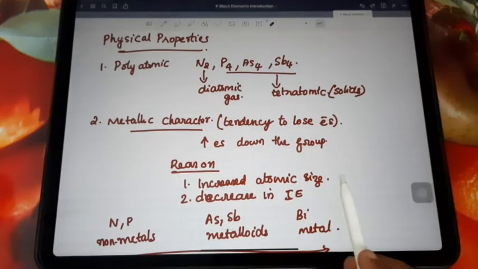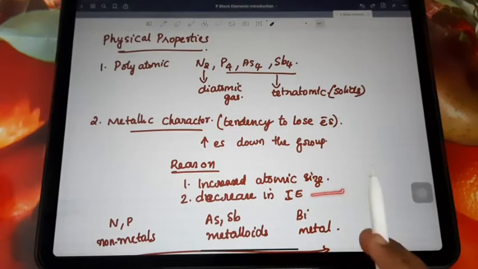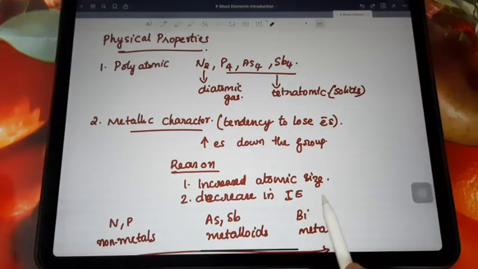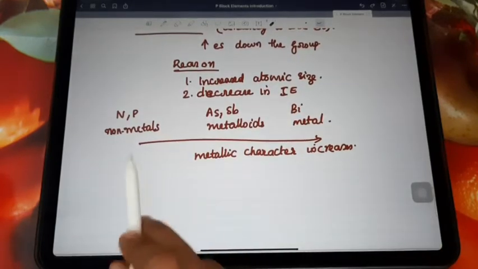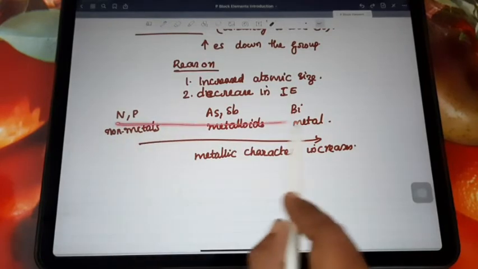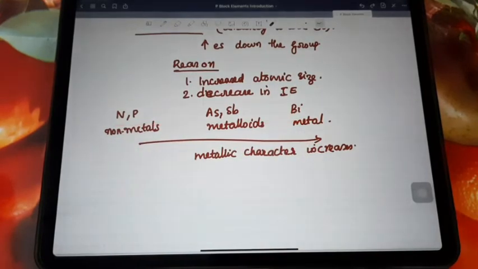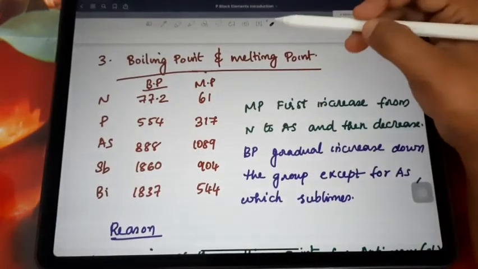Okay, the reason is increased atomic size and also decreased ionization energy. There is no difficulty to remove the electron because less amount of energy is needed. Okay, that is what we mentioned here: metallic character increases as we go down the group. Okay. Next physical property, it is boiling point and melting point.